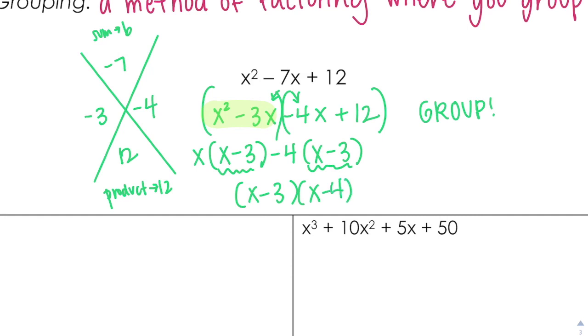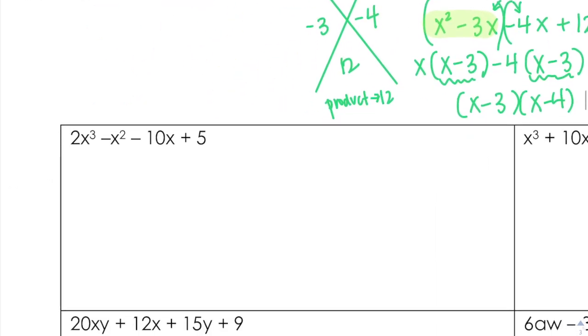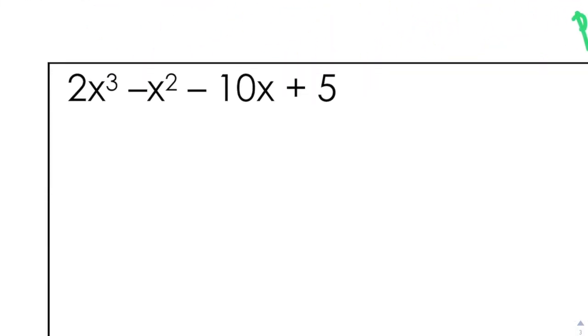And remember, you could change that. I could say x minus 4 times x minus 3. But that's factoring by grouping. The long way is factoring by grouping. That's it. So if I take a look at this one, it's not x squared, it's x cubed.